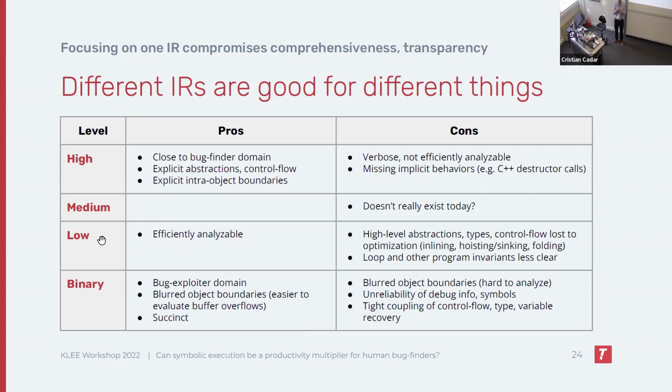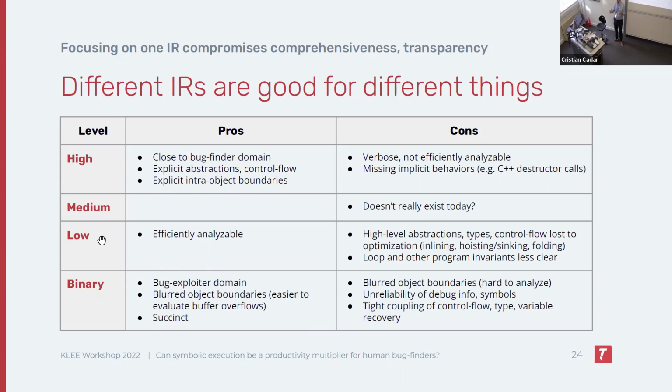If you try to handle the whole problem at one level, you're going to compromise your comprehensiveness. So what I think is that there are benefits and drawbacks to each level. At a high level, you're closer to the domain of the bug finder, but it's very verbose, so you don't have that efficiency.